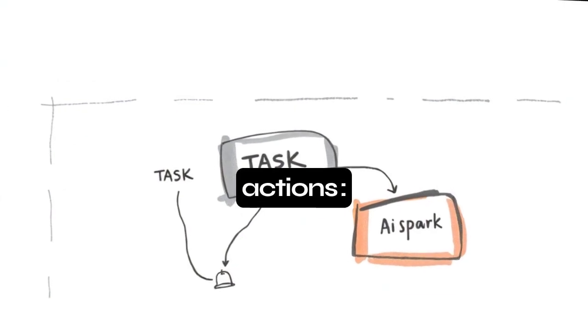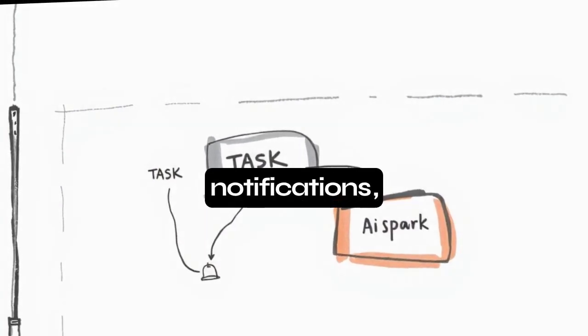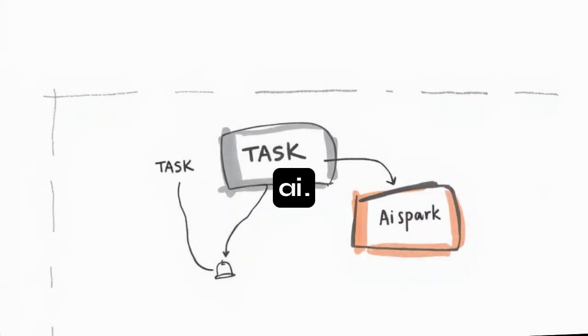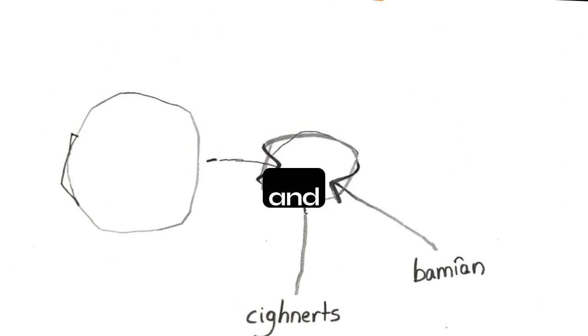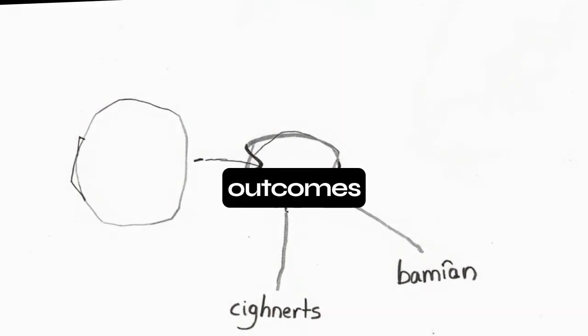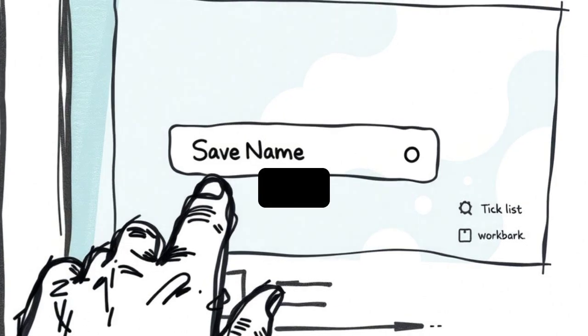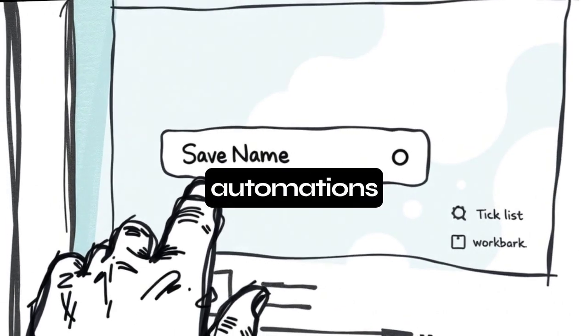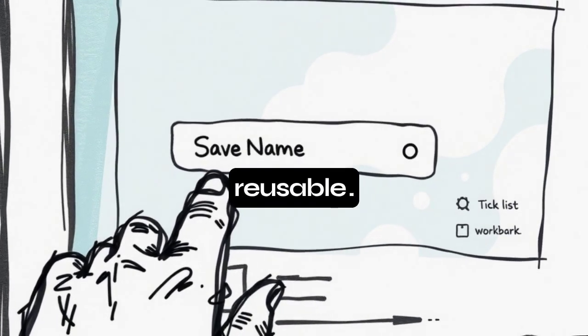Next, add actions: assign tasks, send notifications, or enrich data with AI. Use conditionals and branching to handle different outcomes automatically. Save and name the workflow so your automations stay organized and reusable.